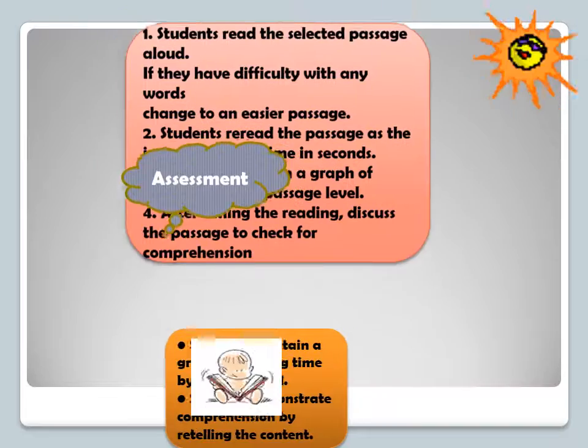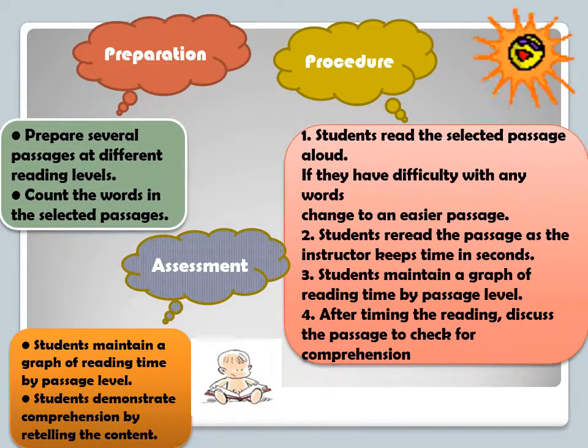Next, we want to tell you about the preparation, procedure, and assessment of our lesson plan. First, the preparation. It contains 2 points. First, prepare several passages at different reading levels. Second, count the words in the selected passages. Next, the procedure. First, students read the selected passage aloud. If they have difficulty with any words, change to an easier passage.